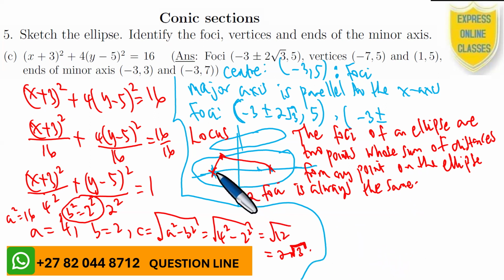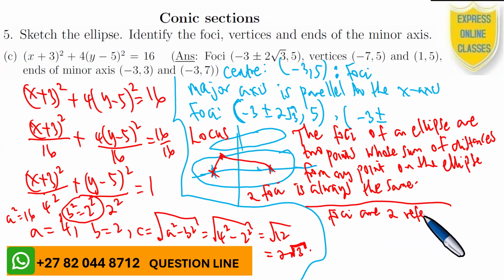So yeah, the sum of the distances, this is like shorter and this is like longer. But if you move it like this, the sum of this distance plus this distance is always the same. Because of that, these points are called foci. But you see, there are many descriptions of it, because you can describe the foci as 2 reference points. Somebody can say foci are 2 reference points.